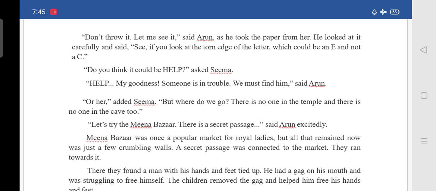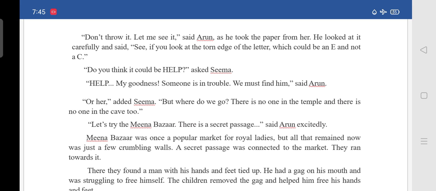"But where do we go? There is no one in the temple and there is no one in the cave too." So they were thinking about where to go and search for that person, because there is no one in the temple and there is no one in the cave also.